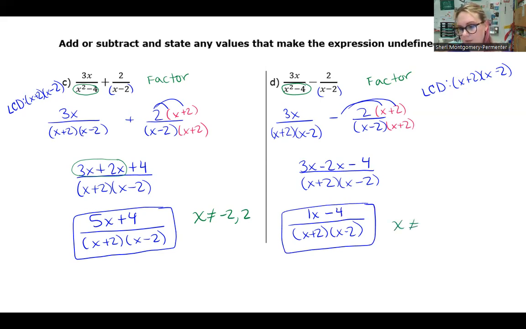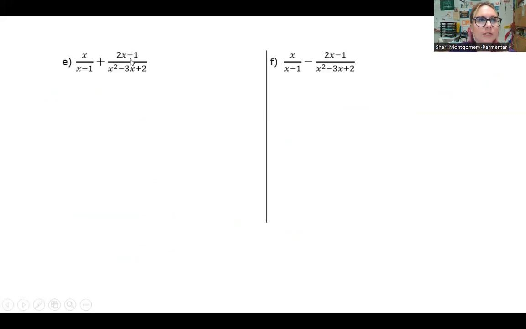X cannot be equal to negative 2 or positive 2 again. We have 2 more examples. I can't do this one until I factored. I have to factor that denominator. And it looks like it's identical over here again. I have to make sure I factor.